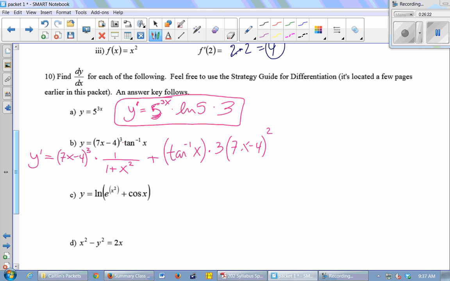Yep, so we had some stuff cubed. So we apply the power rule to the stuff, bring the 3 down, stuff squared. But then you still have to multiply by 7, the derivative of the stuff. Stuff is 7x minus 4. Its derivative is 7. All right, can I simplify that?